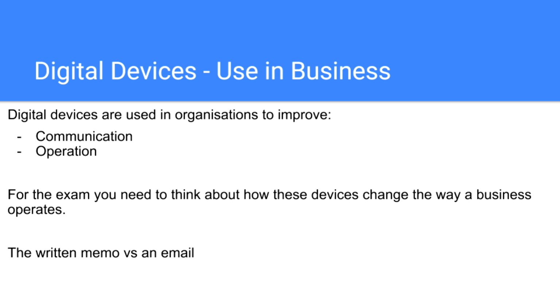Use of digital devices in a business. Digital devices are used in organisations to help improve how they communicate and operate. For the exam, you need to think about how these devices change the way a business operates. For example, the introduction of email compared to sending a written memo.